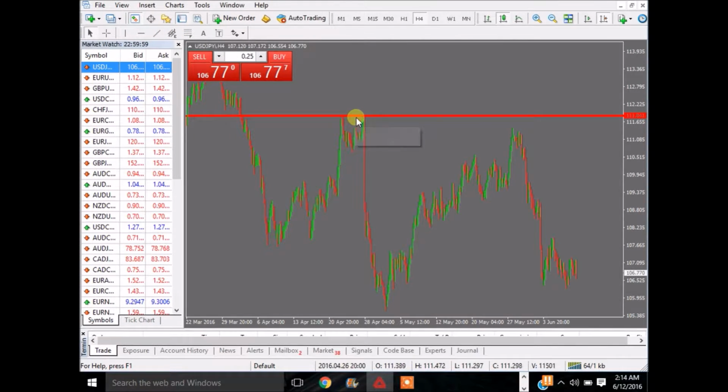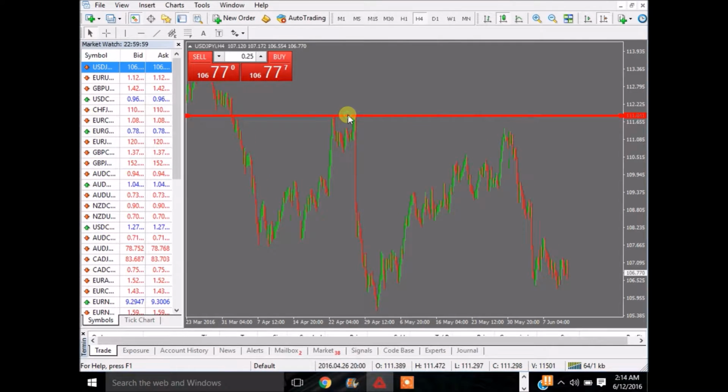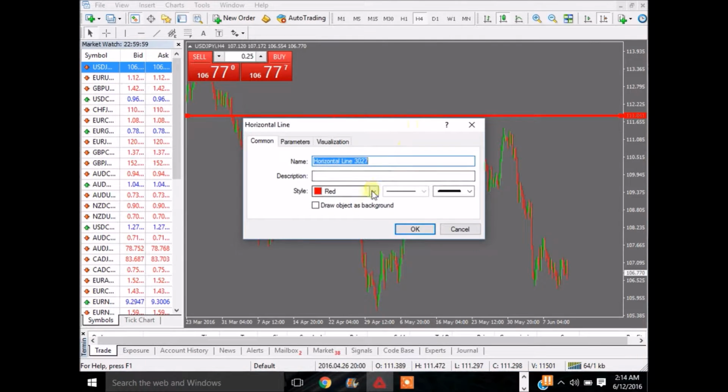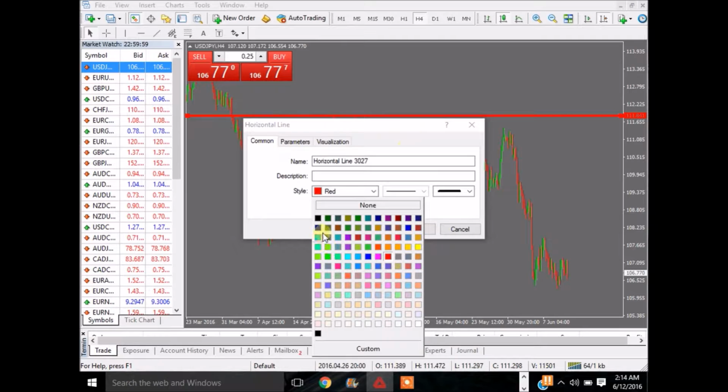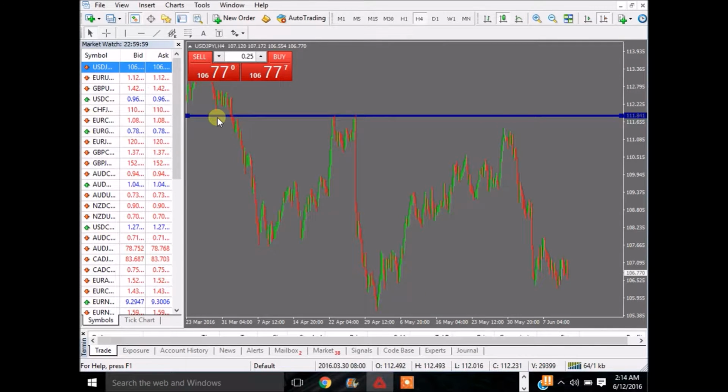Obviously, I'll put it here, and I change the color of resistance from support. I like to change the color so I don't get them confused. Some people don't. I'm different. So I'll do resistance dark blue, and I'll do support red.